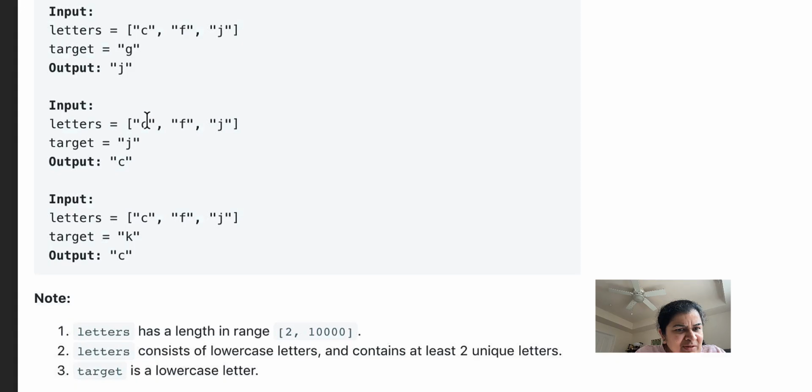We have also got other examples. C, F, J, then go for G. If the target is G, then J is the one. C, F, and J, and the target is J. So if C is over, F is over, J is over, then again it will come to C. So C is the output. If it is an exact match, then we cannot take J. We have to go with the next one in the loop.